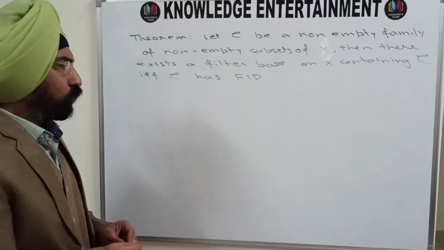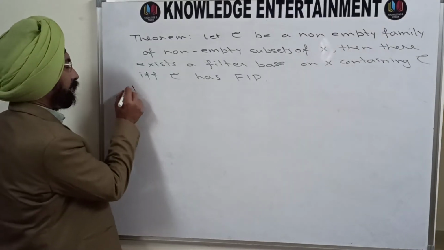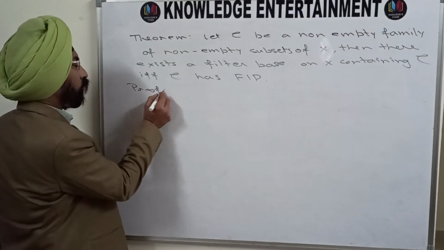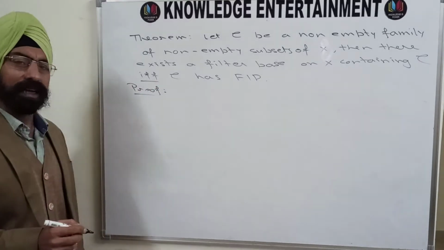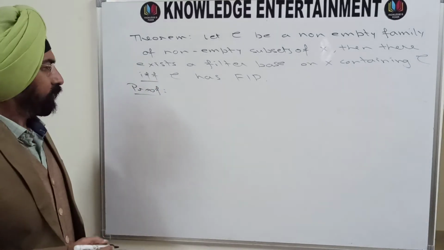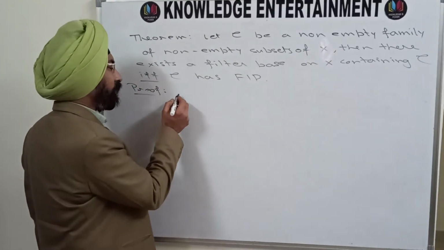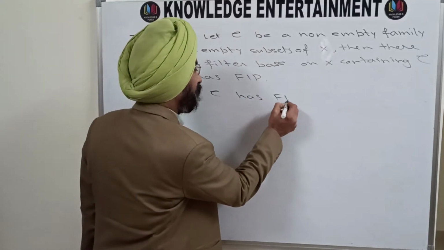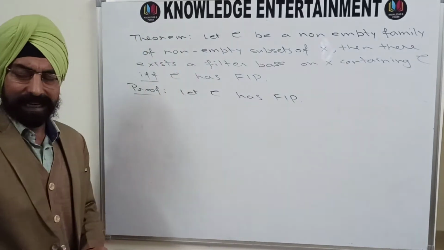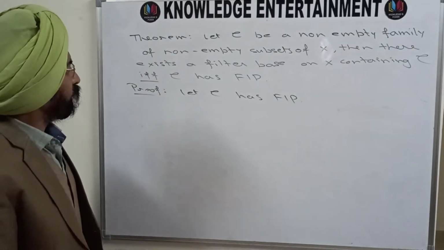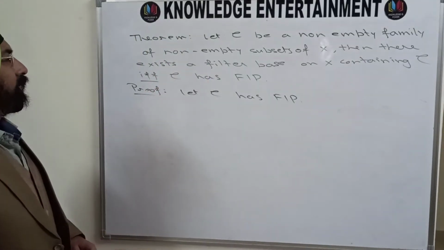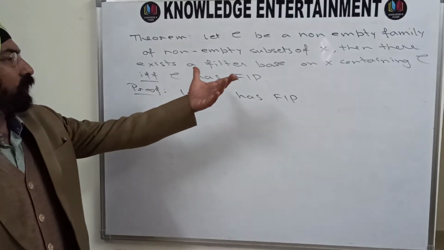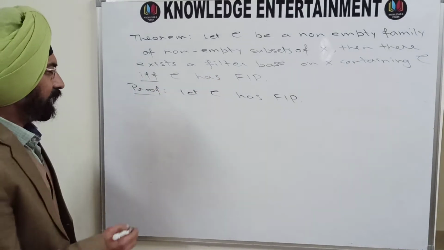So let us see the proof. In the proof, because it is if and only if, we will have to prove the converse part also. So let us start with the straight part first. Let C have FIP, and we have to show that there exists a filter base on X containing C.